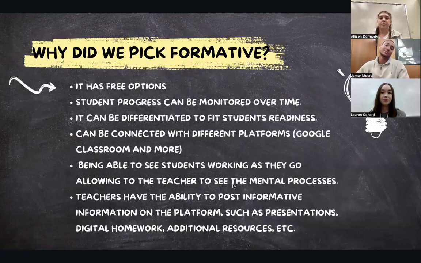All right, why do we pick Formative? Because it has three options. Student progress can be monitored over time. It can be alternated for students' readiness levels. It can be connected with different platforms such as Google Classroom and other applications. Being able to see students working as they go, allowing the teacher to see their mental processes. Teachers have the ability to post informative information on the platform, such as presentations, digital homework, and additional resources.